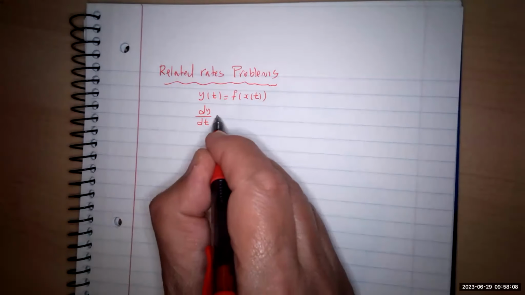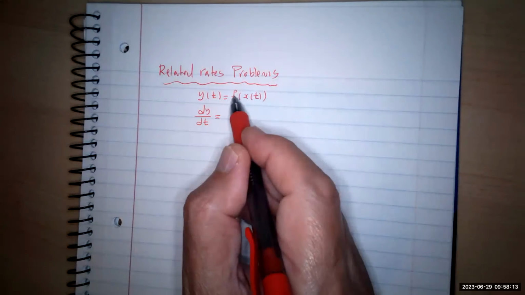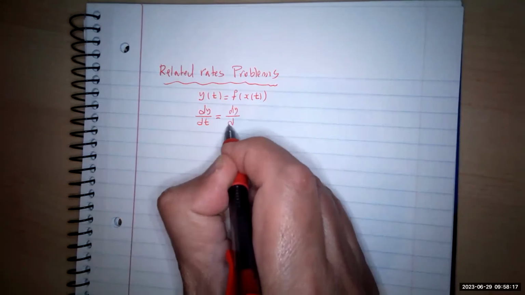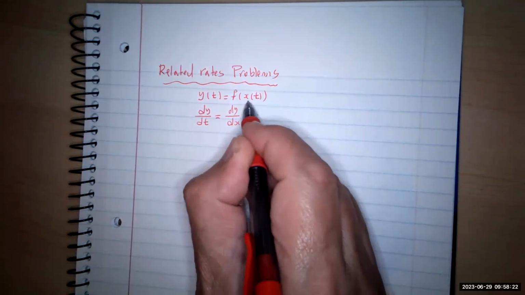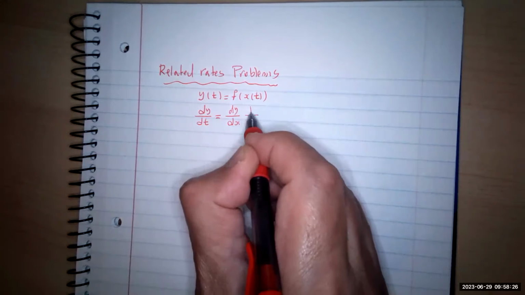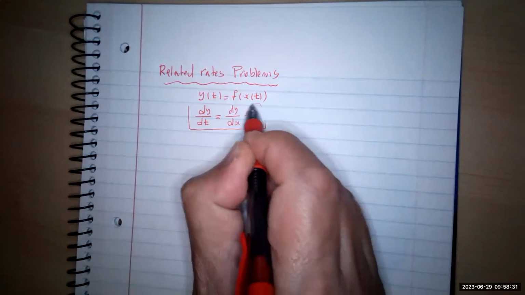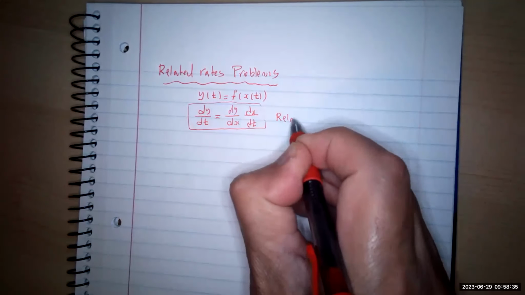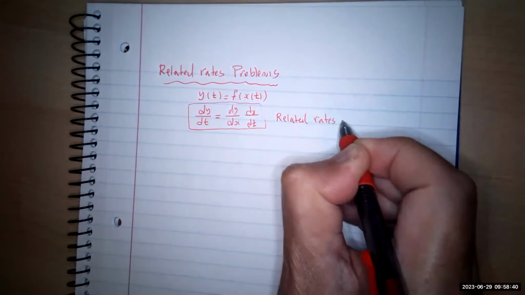But for the other side, we have to use the chain rule: derivative of outside times inside. Outside f is a function of x, so it's going to be dy/dx, but times the derivative of inside, which is x prime of t, if you like, which is dx/dt. So this is the related rates equation that we are going to use for these problems.